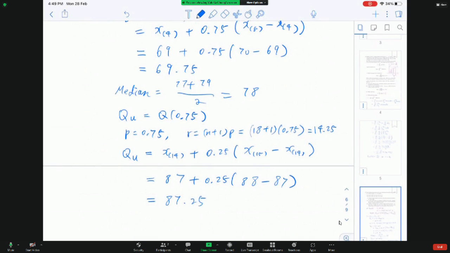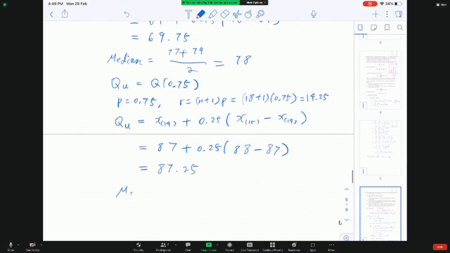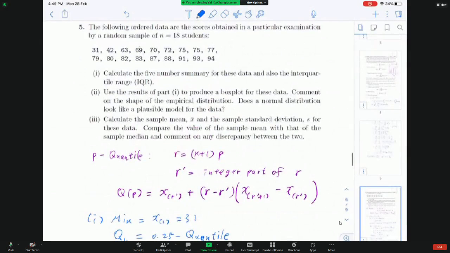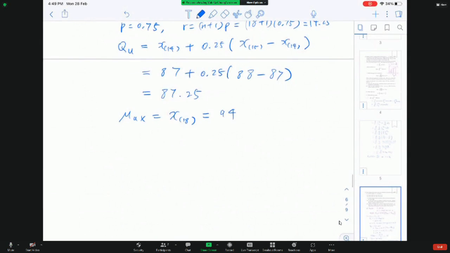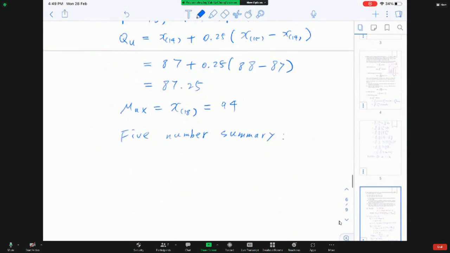And finally, to complete the 5-number summary, we need the maximum, which is the largest number in the data set. And in this data set, the largest number is 94. So the 5-number summary will be the minimum, the lower quartile, the median, the upper quartile, and the maximum.